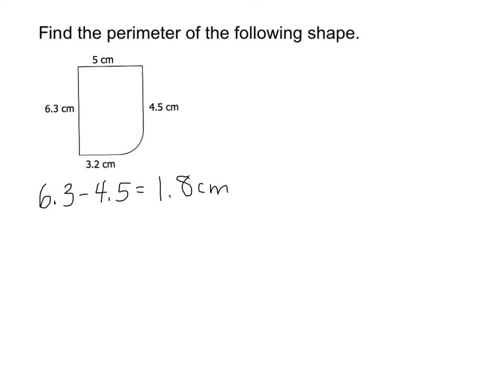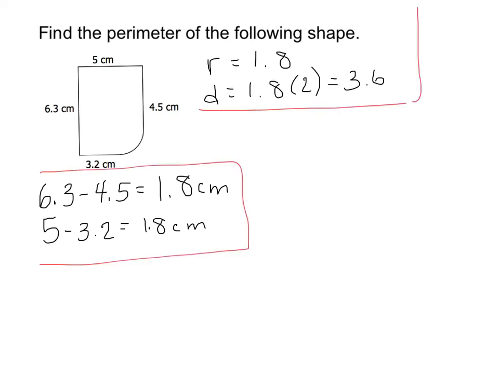If I want to verify, I can take the 3.2 and subtract it from the 5 to see if I get 1.8 as well. Now that we've verified the radius as 1.8, we can figure out the diameter of that circle by multiplying the 1.8 by 2 to get 3.6.